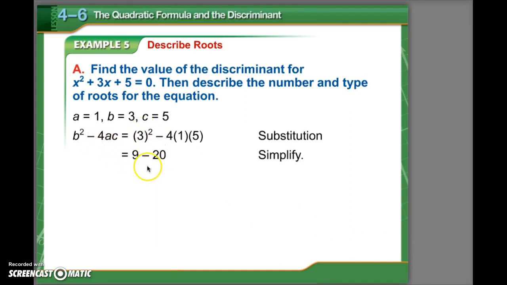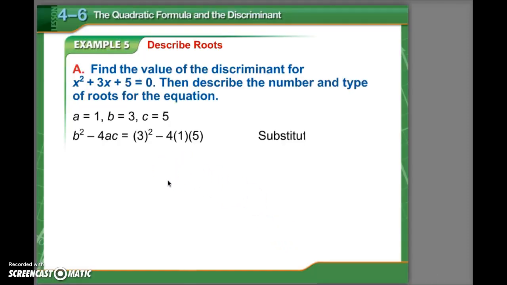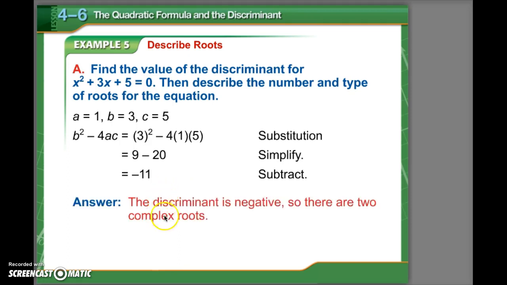Okay, plugging stuff in, 9 minus 20, negative 11, that's what we got. Okay, moving to the next one. Since the discriminant value is negative, it's negative 11, that means there's two complex roots, just like what we said on the first slide.